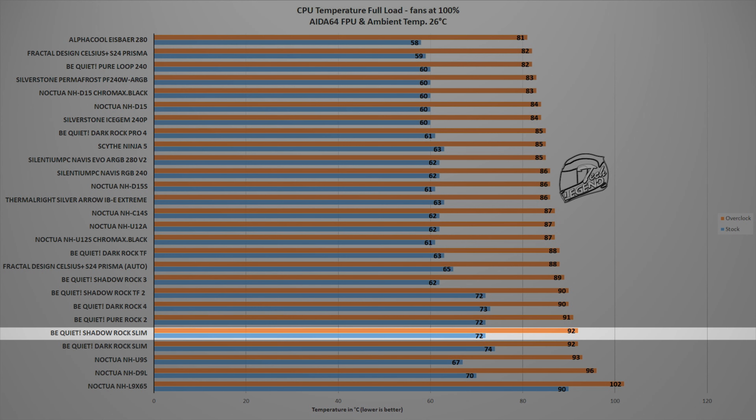And here you can see that with the CPU overclocked, the Shadow Rock Slim and the Dark Rock Slim are in fact running at the same temperature, as the heat that needs to be dissipated is too much for either heatsink to handle. However, the Shadow Rock Slim still pulls ahead if we look at the temperatures with the CPU running at its factory settings.